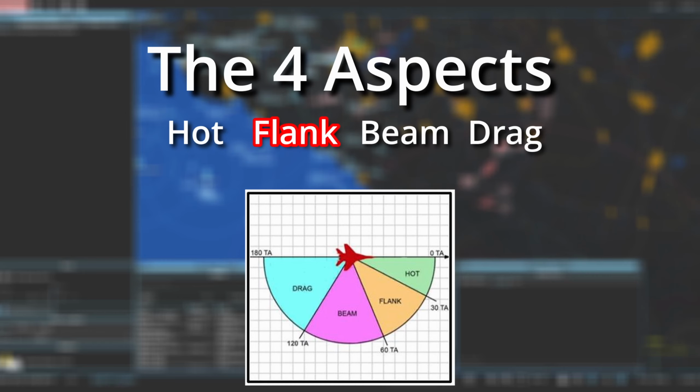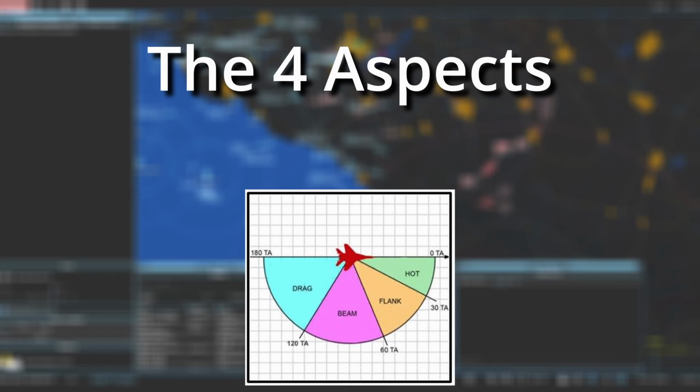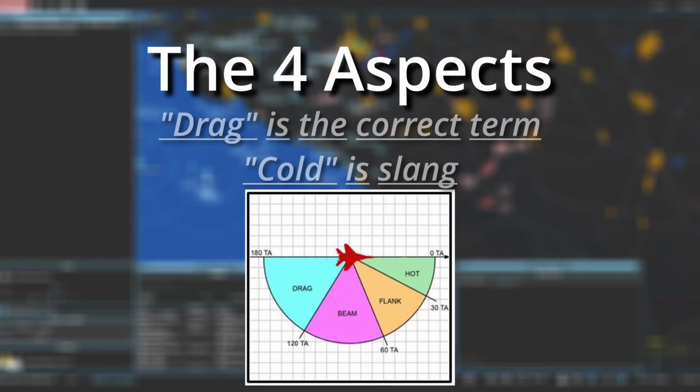If the enemy seems to be moving perpendicular to the friendly, you would call out beam as well as giving a cardinal direction. For example, beam north. If the enemy is moving away from the friendly, you would call out drag, again giving a cardinal direction. For example, drag east. If you are wondering why I am saying drag in place of cold, it is because drag is actually the correct term to be using. Cold is slang in this case. You should always be using drag instead of cold.